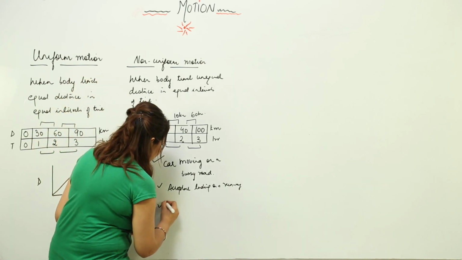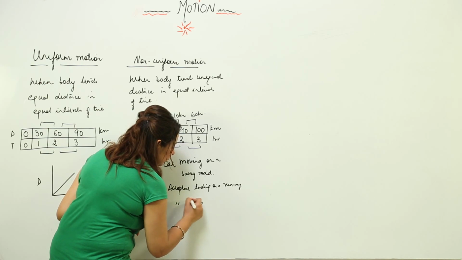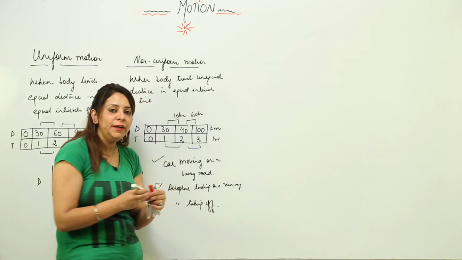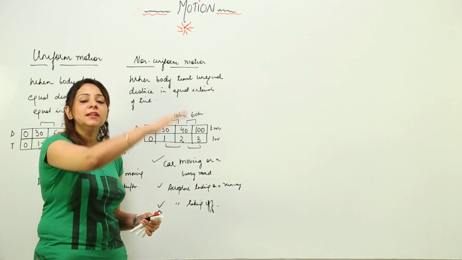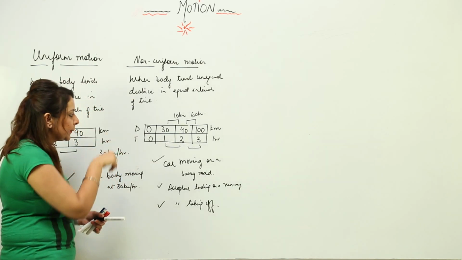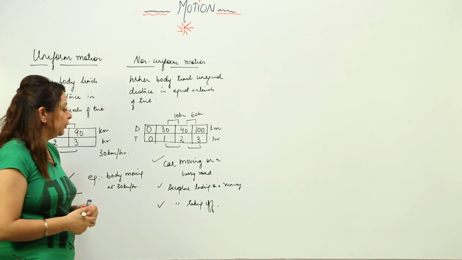In the same way, an aeroplane taking off. When the aeroplane just starts, it has a lower speed, then it goes on increasing, and then it increases to a large extent. So these are all examples of non-uniform motion.